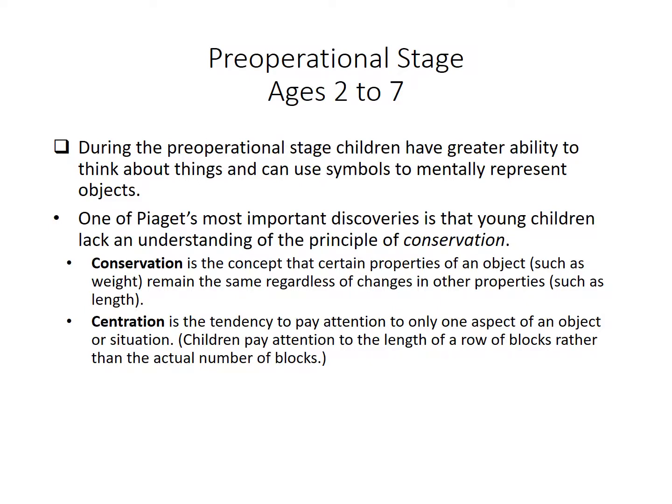Centration is the tendency to pay attention to only one aspect of an object or situation. So this is why when working with preschoolers, they have a difficult time, for example, sorting objects by shape and color. So if you give them triangles and circles and squares of different colors and say, sort all the green triangles, they might have trouble doing that. But if you said, sort them into their different shapes, triangle, square, circle, and then a second step, say, now sort each shape by color, that'll be much easier for them because they can only pay attention to one characteristic at a time.